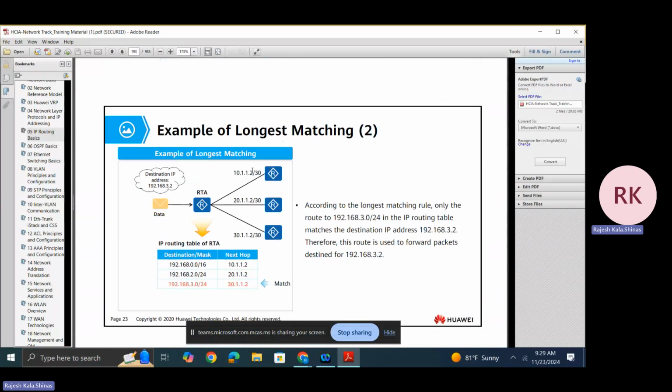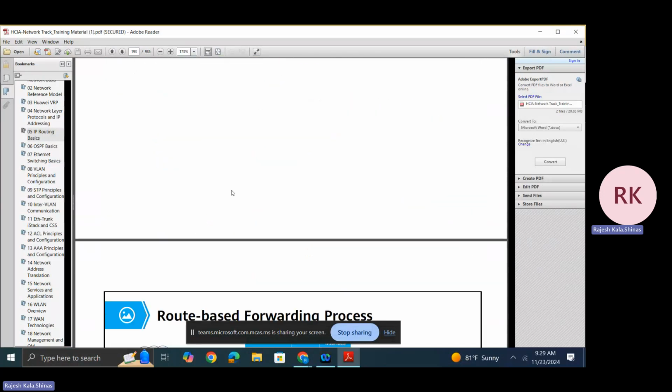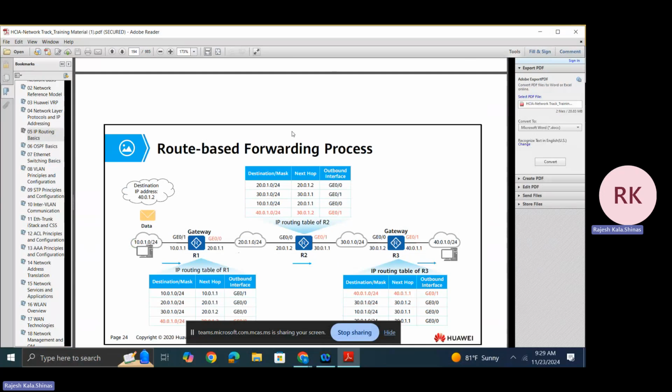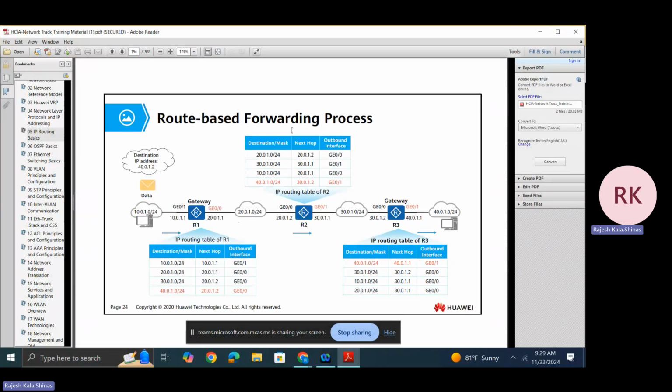Now again longest matching, same thing. 192.168.3.2 is the network I want to reach. The first one has only 16 bits matching, 192.168, and the remaining two mismatch. The second one, 192.168.2, has only 192.168 matching, 3 is not matching. The third one, 192.168.3.0 with 3.2, has the first 24 bits matching. Choose that particular route to send the packet to this destination. Route based forwarding process, same thing which I told you. My destination IP is 40.0.1.2, so whichever is matching, choose that.